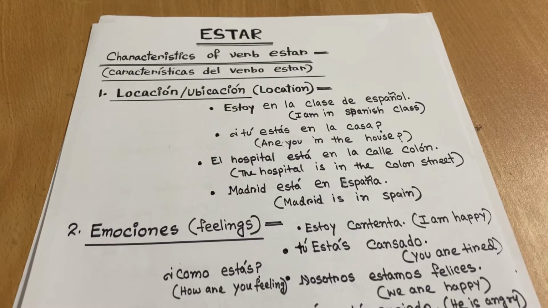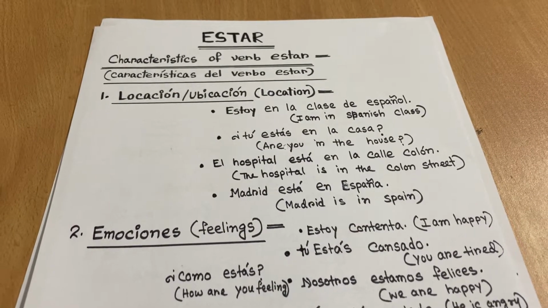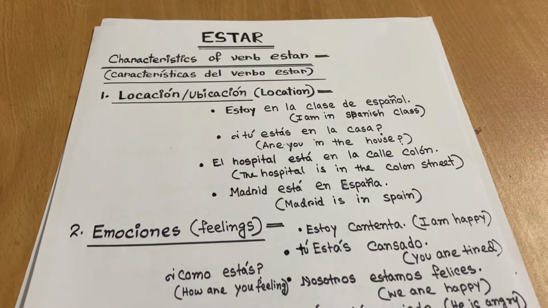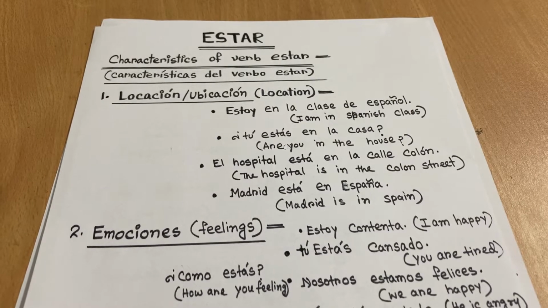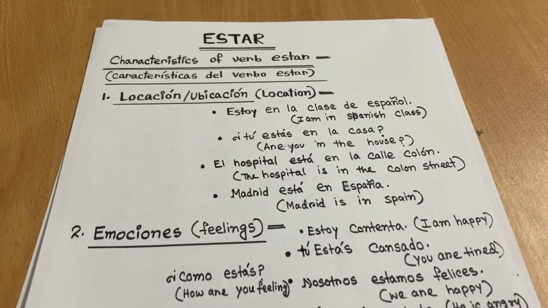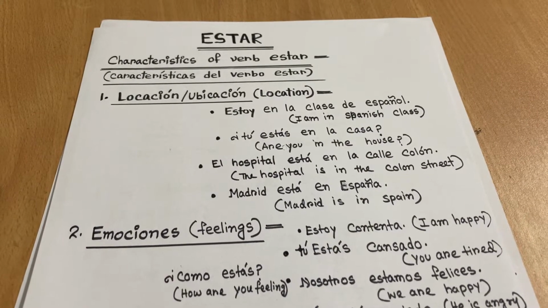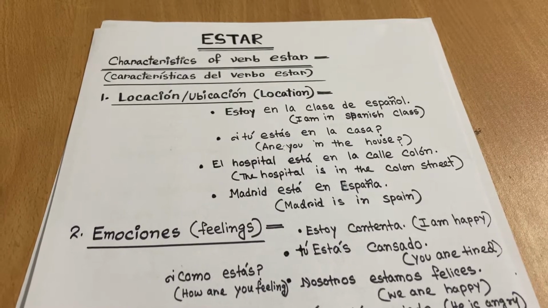First one is locación or ubicación. That means location. Where I am located right now. When you are talking about the location of a person or maybe a thing also, we have to use the estar verb. For example, estoy en la clase de español. I am in the Spanish class.